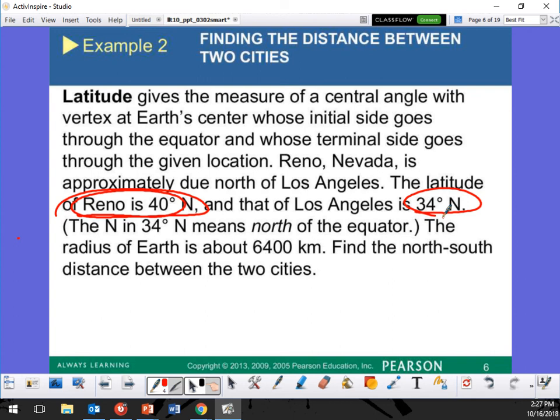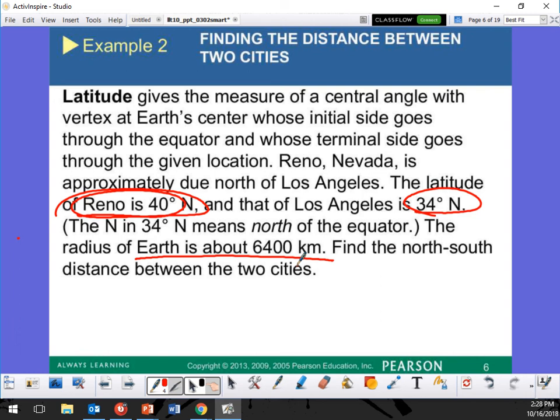And the Earth is always going to be 6,400 kilometers. Every single time that we have one of these problems, I'm going to use what for my radius? 6,400 kilometers. So every single problem that we have with an Earth, 6,400 kilometers, right? Good. Make sense?